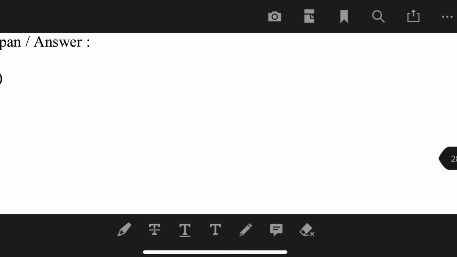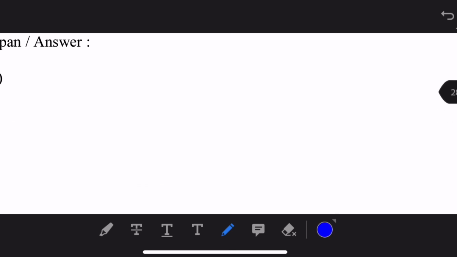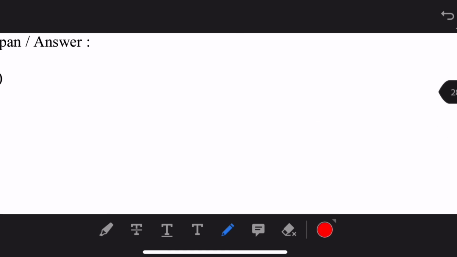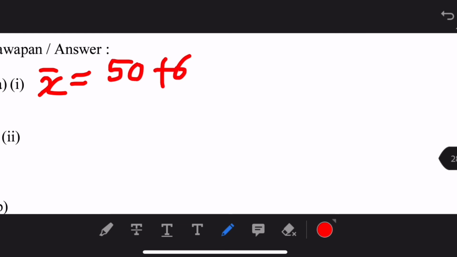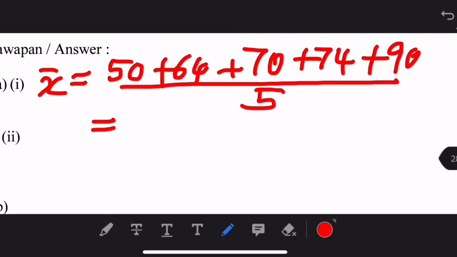Okay, let's find the mean marks for Armin and also for Sophia. I'm counting Sophia's marks, using the red color. Mean for Sophia is 50 plus 64, plus 70, plus 74, plus 90, divided by 5. If you press your calculator, it is 69.6.